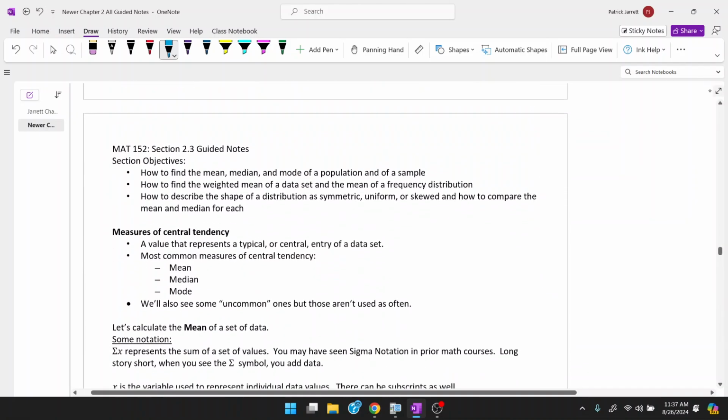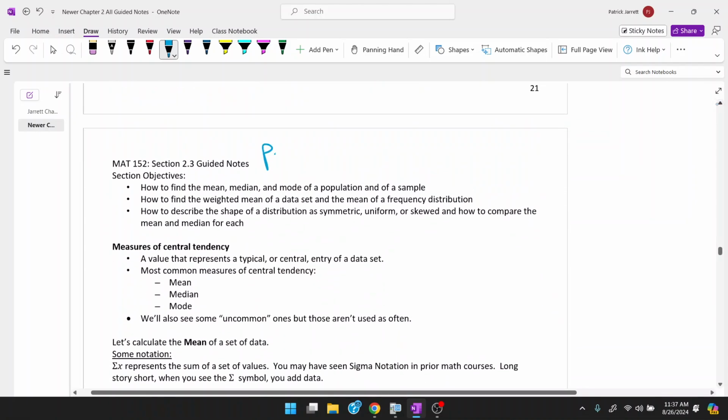All right, now we're going to be at page 22, where we're going to find mean, median, and mode, as well as weighted means. Now, mean, median, and mode are very simple. Mean is literally the average of a set of data. Median is the one that's in the middle, and the mode occurs most often.